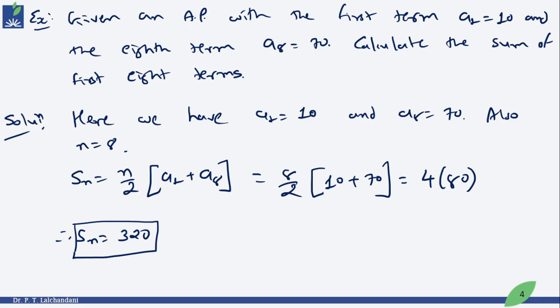So this was a very simple example, right? Finding the sum of first n terms in which we were given two different terms, the first one and the last one. So the formula is very easy: n by 2, first term plus last term. Let us see one more example.